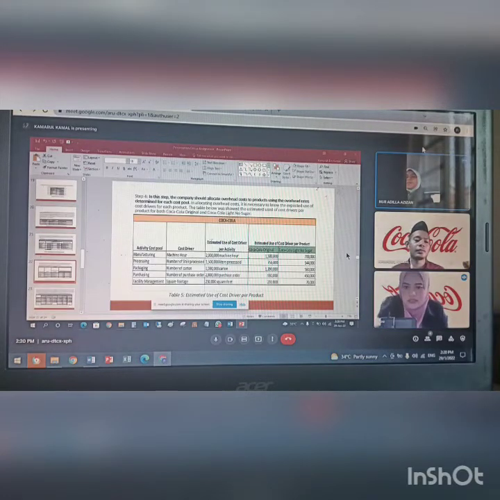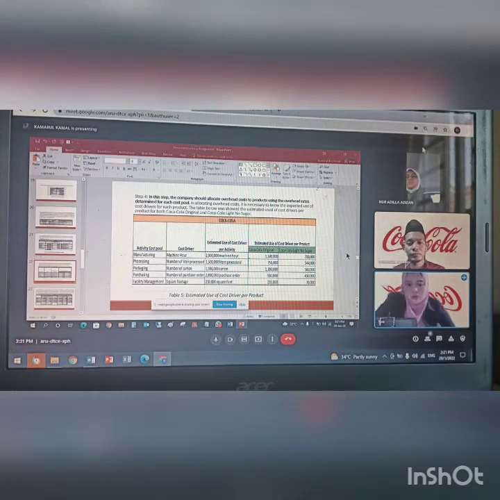Okay, next for step 4. In this step, the company should allocate overhead costs to the two products using the overhead rate determined for each cost pool. For this step, we have 2 products that are very famous in Malaysia, which are Coca-Cola Original and Coca-Cola Light No Sugar. Usually we have 5 activities: manufacturing, processing, packaging, purchasing, and facility management.